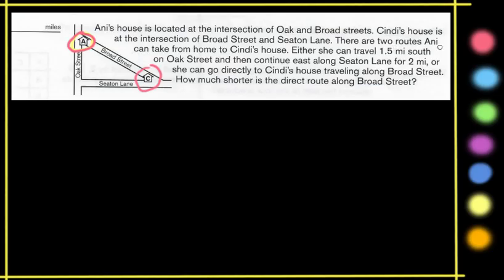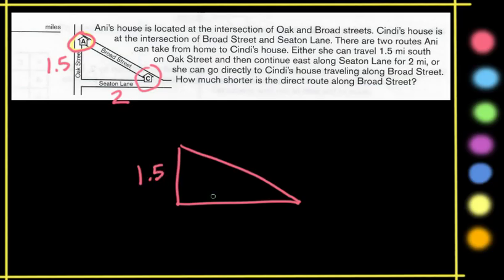And it says there are two routes Annie can take from home to Cindy's house. Either she can travel 1.5 miles south on Oak Street. Okay, that means this is the 1.5. And then continue east along Seton Lane for 2 miles. That's 2 miles there. Or she can go directly to Cindy's house along Broad Street. Okay, so let's draw it over here. We've got 1.5 and 2. Or she can go this way. This is the shortcut way along Broad Street. It says how much shorter is the direct route along Broad Street?